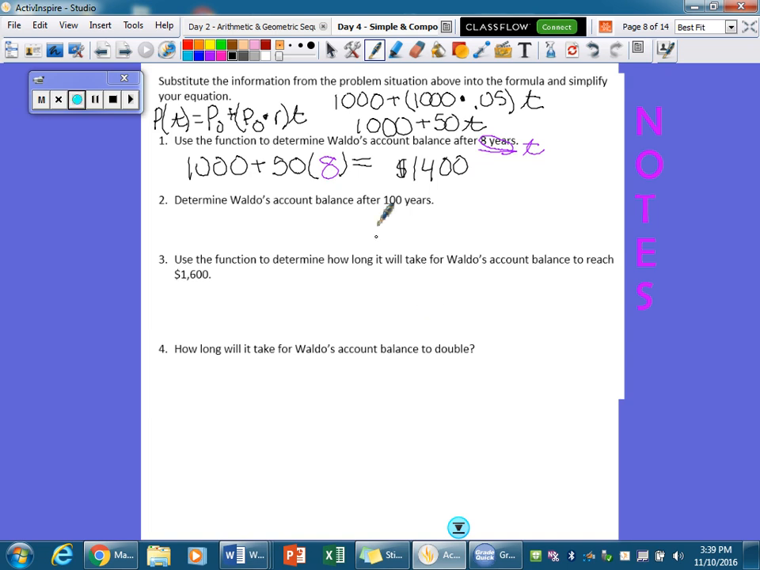And that's that. Now we're going to do the same thing, but notice this one is 100 years. So now I'm going to substitute 100 in for t. So 1,000 plus 50 times 100. And again, you just type that all in the calculator. There's no x to solve for, nothing like that. And you get $6,000.